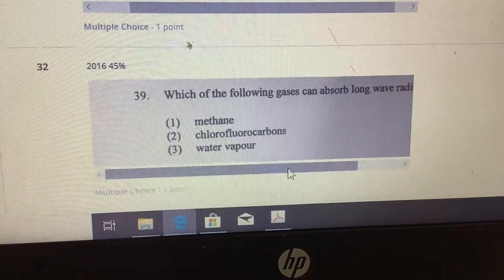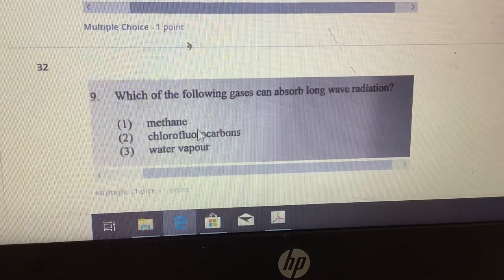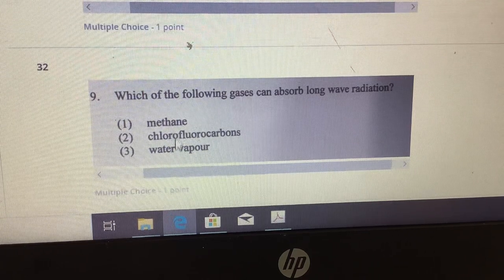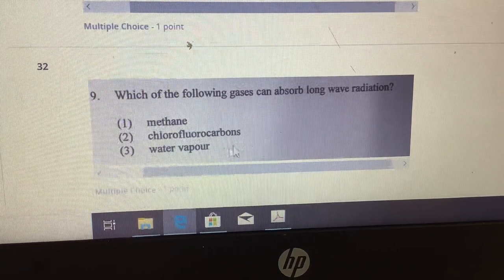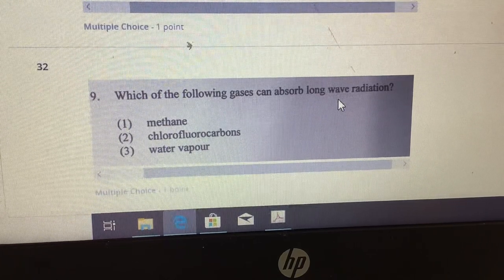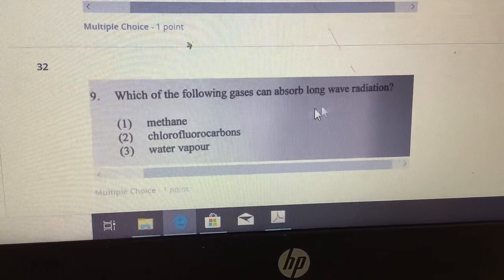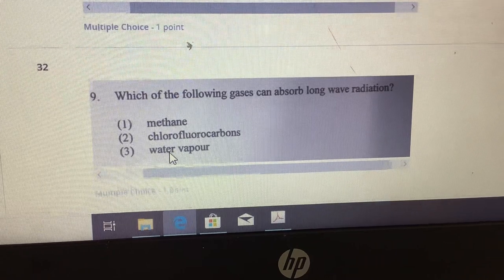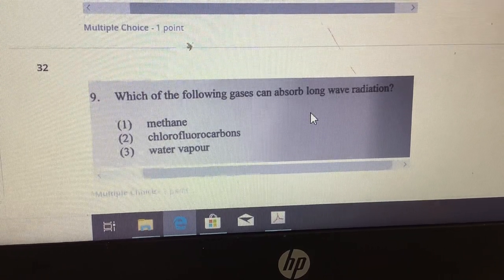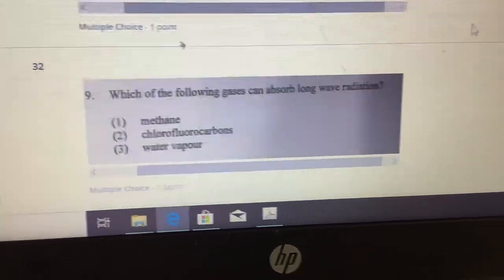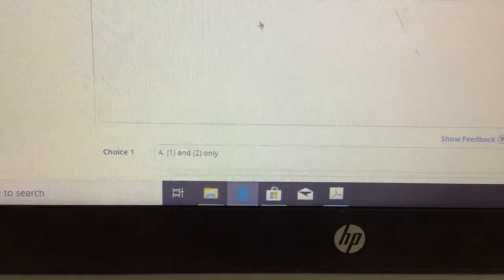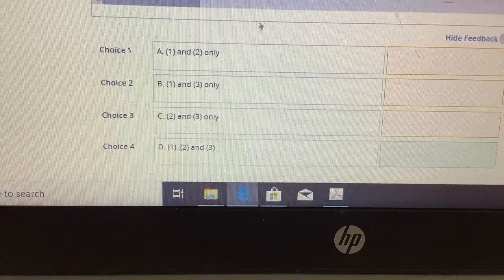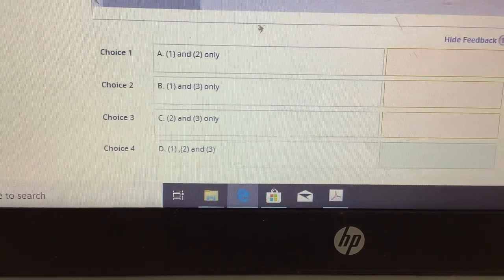Wow, this one sounds like we encountered this before. Methane, chlorofluorocarbons, and water vapor, which one can absorb long wave radiation? All of the above. As I've said before, water vapor is also a kind of greenhouse gas. Let's check it out. It's always happening. Yeah, number one and number two and number three. Next one.